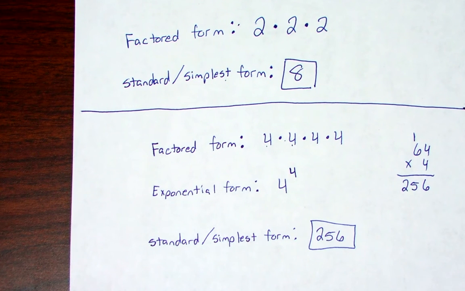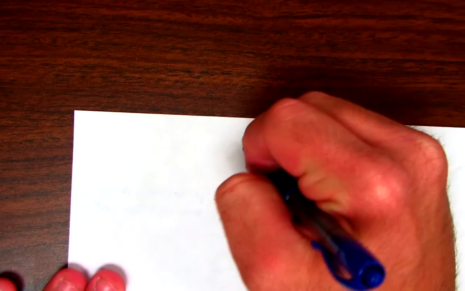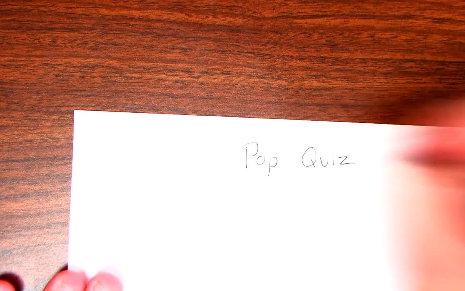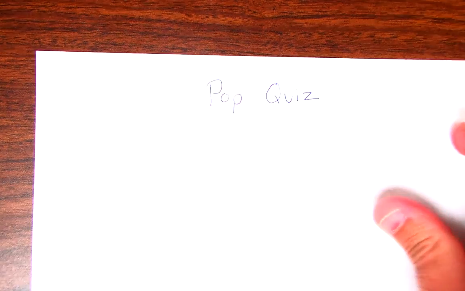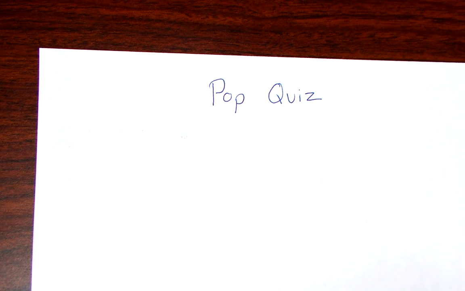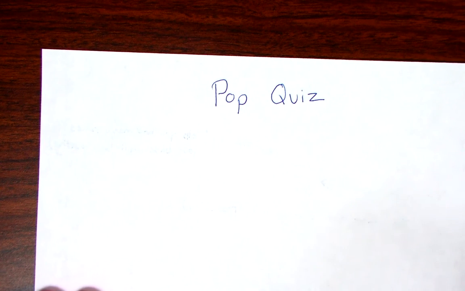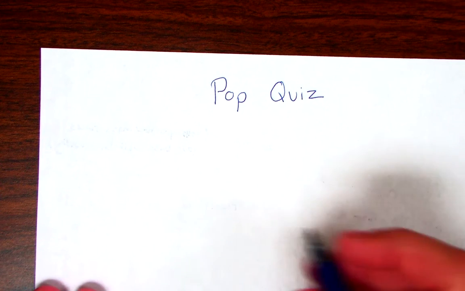Woo! Alright, y'all ready for your pop quiz? Alright, pop quiz. Flip to the back. Here we go. Pop quiz. Now I'm going to give you either the exponential form or the factored form. I want you to finish filling out the rest. This will be 2 problems.